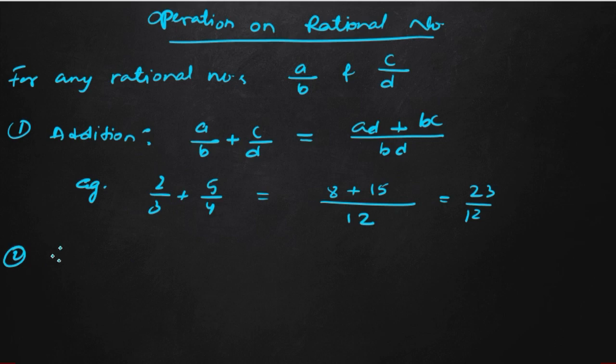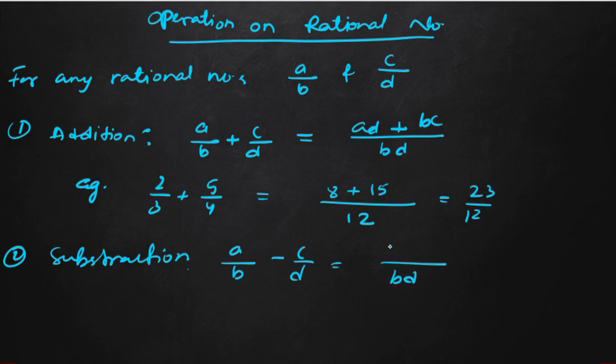Number 2, subtraction. Subtraction is also similar. If we subtract a by b minus c by d, again you have to take the LCM. B into d, this will be bd, again cross multiply: a into d, ad, minus c into b, bc or cb also.